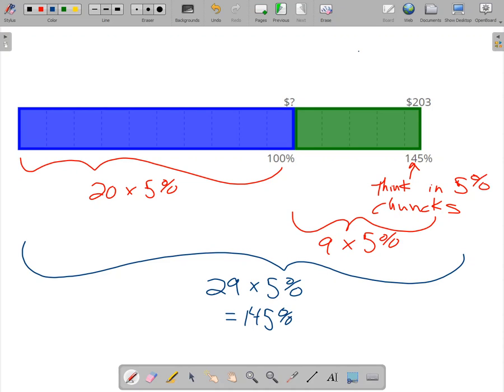So then we take our 203, we divide it by 29. Calculator says that's 7. Since that was dollars, that's 7 dollars. So each of the 5% chunks is worth 7. So then each of the 10% chunks is worth 14. So the missing amount's got to be 140.